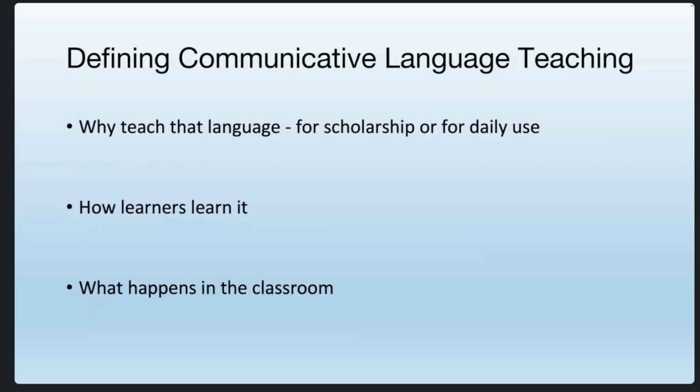So I thought we will begin with a definition of communicative language teaching, which can be done by looking at three different points, which I have already mentioned. Why do we teach that particular language? Is it for scholarship or is it for daily use? Here we agree that we need to teach English for daily use. So that's the purpose. And secondly, how do learners learn it?